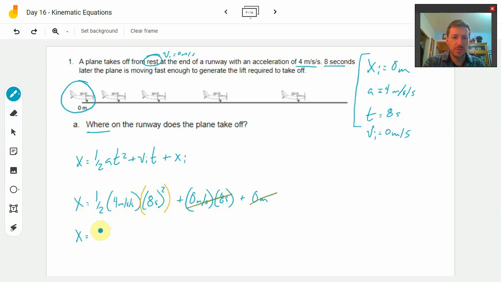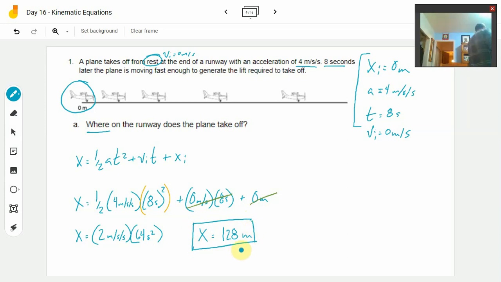So I can start filling that in. 1/2 of 4 is 2, and then 8 squared becomes 64 seconds squared. So 2 times 64, if my math is correct, is 128 meters. That is the position on the runway where the plane finally takes off.